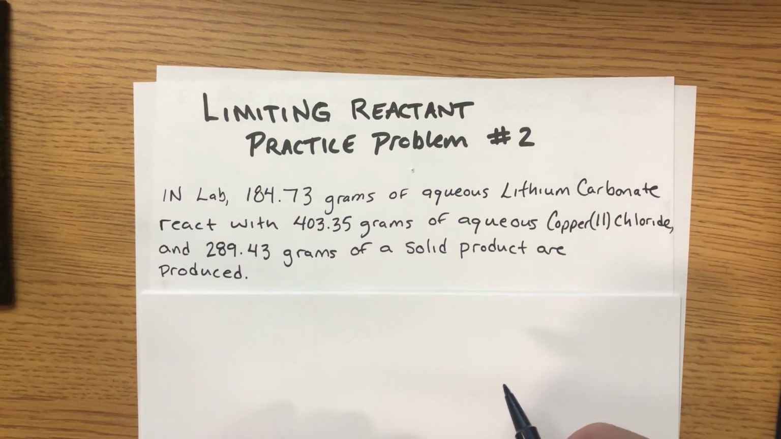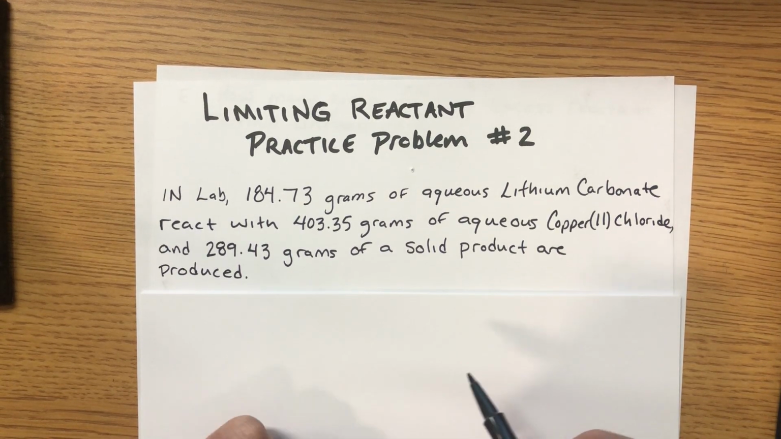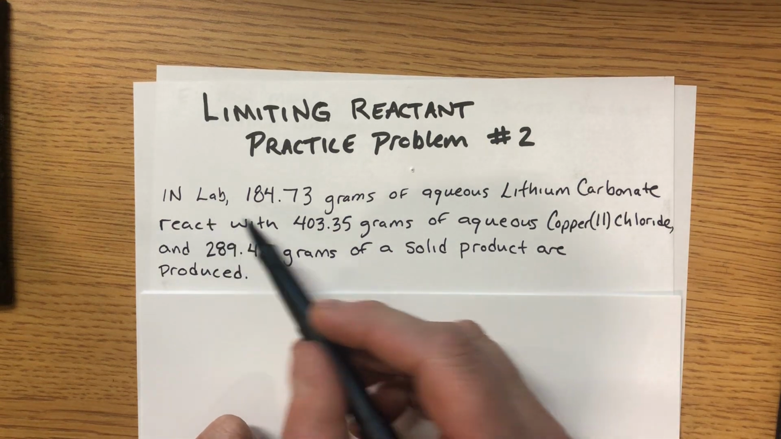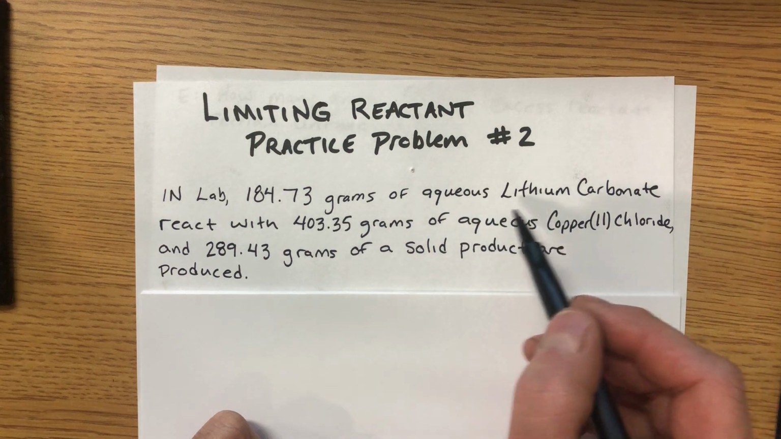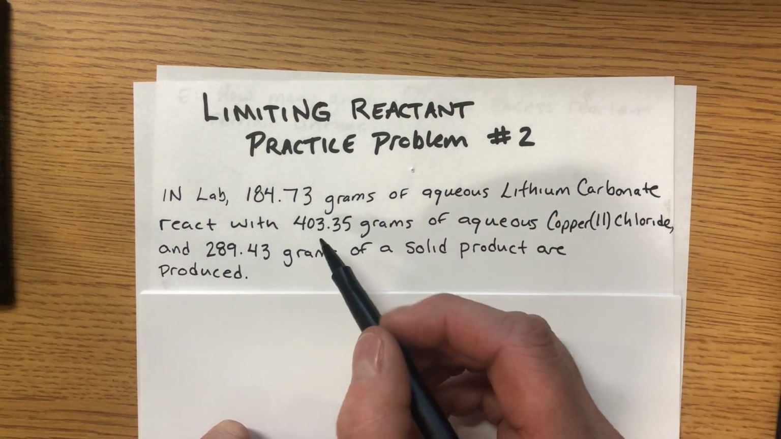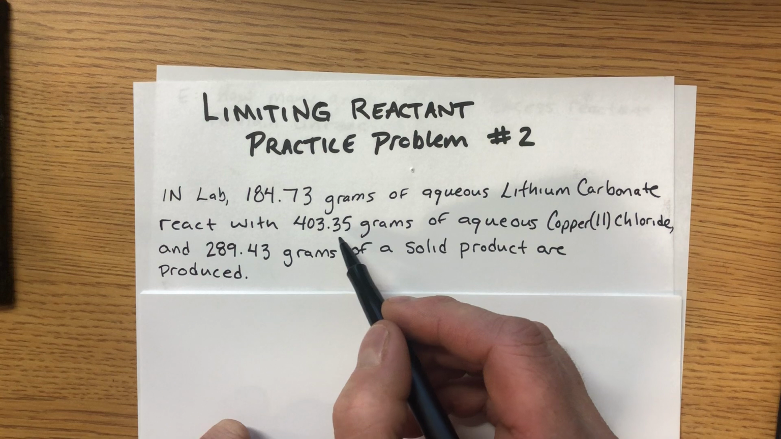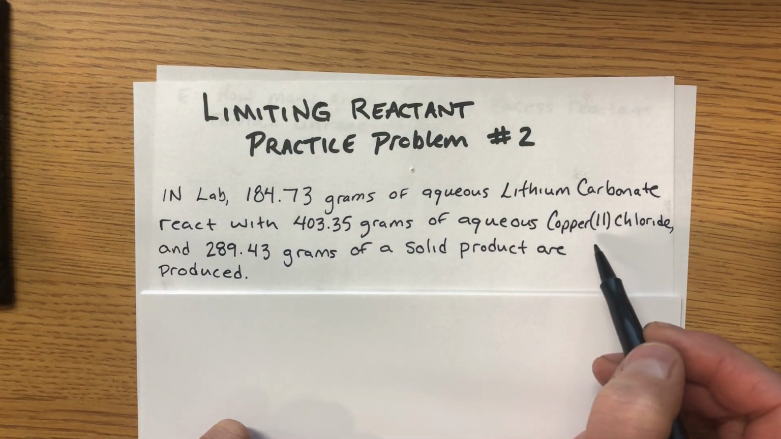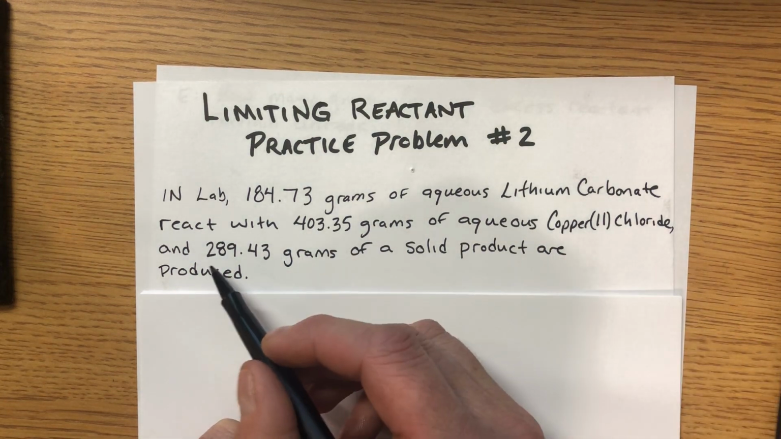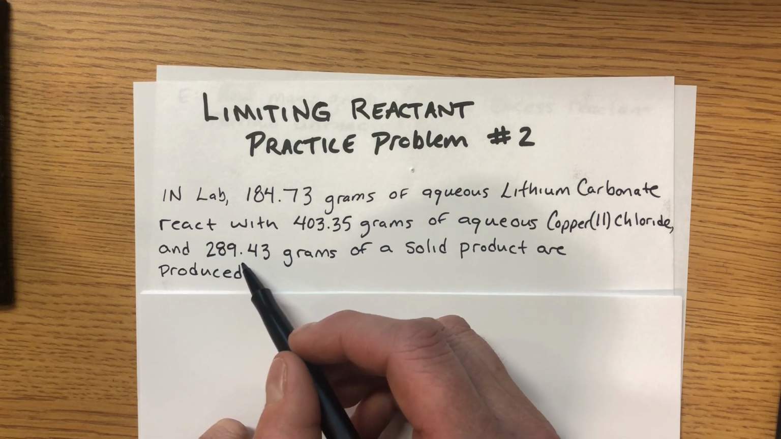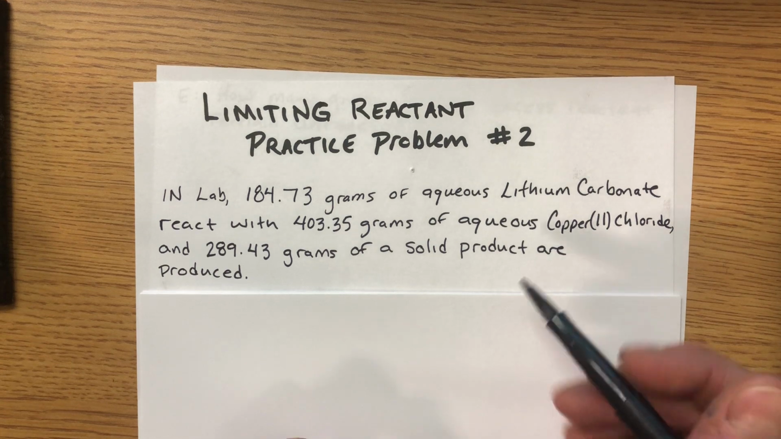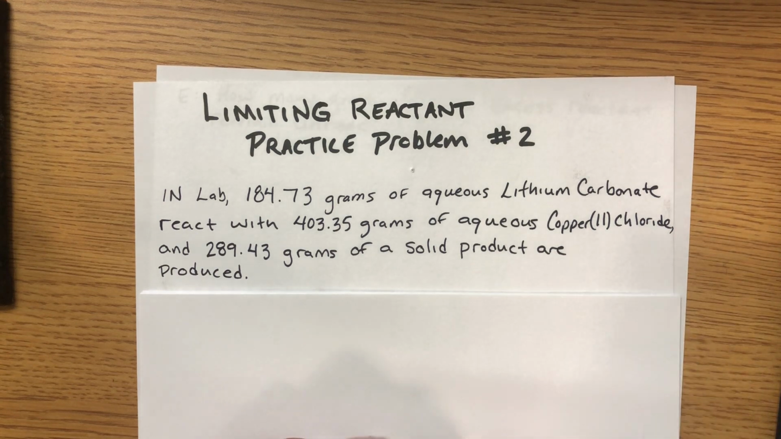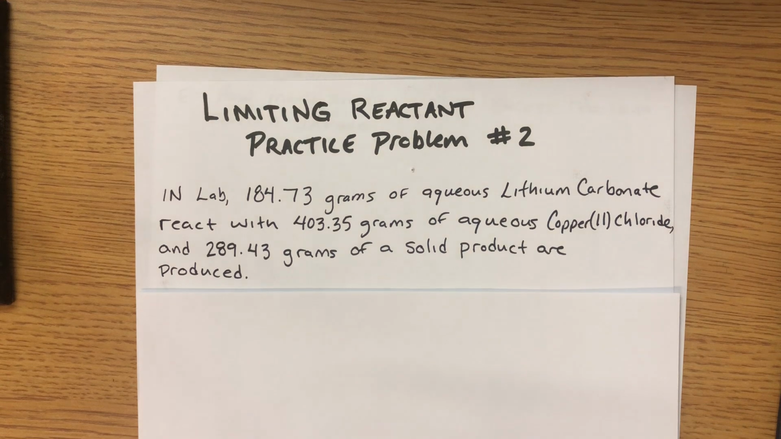Okay, let's do another limiting reactant practice problem here. So here's the situation. In a lab, 184.73 grams of aqueous lithium carbonate solution react with 403.35 grams of aqueous copper 2 chloride solution and 289.43 grams of some solid product are produced. And so this problem brings into account some of the solubility rules that we are familiar with by now, hopefully.